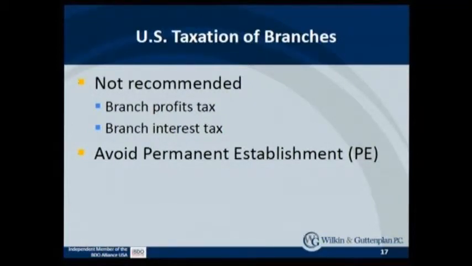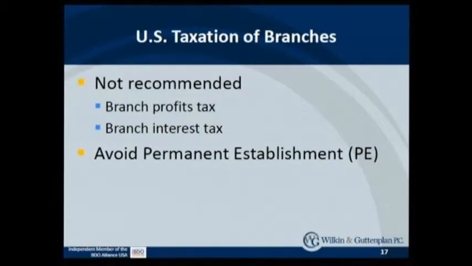So if I come here as a branch, the branch is going to file a US tax return and pay tax on its income or expenses that relate to the US operations. But because there's no separate entity, there's no dividend being paid to the home office. So it would seem like a great vehicle to get away from that second level of tax. Because of that, the US tax code has something known as the branch profits tax, which is designed to be a replacement for that second layer of dividend tax. So in theory, everything works exactly the same.